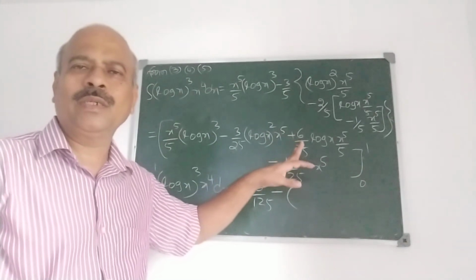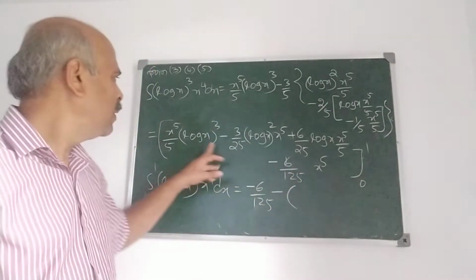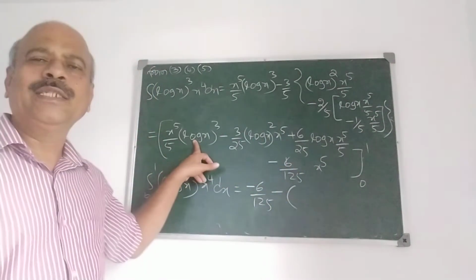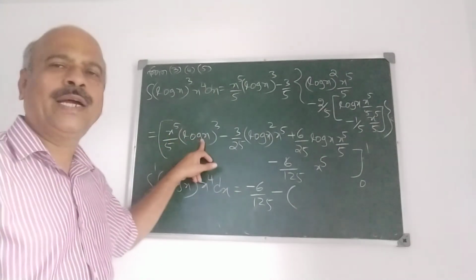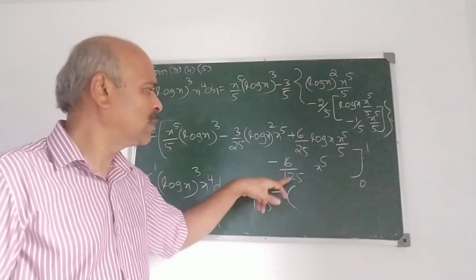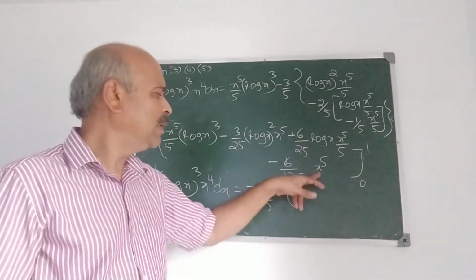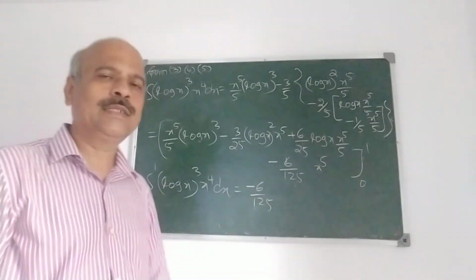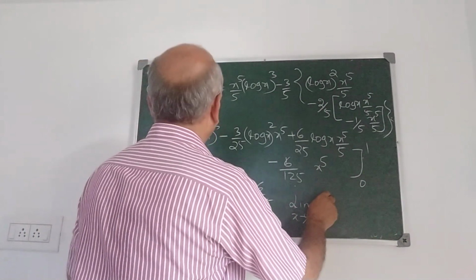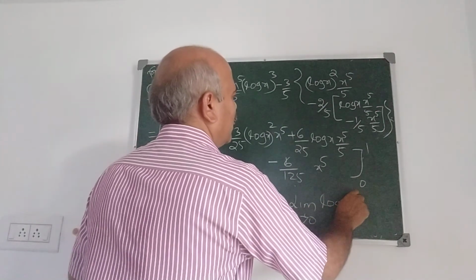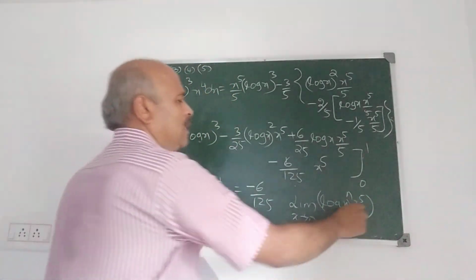I am running out of time. Okay, I will conclude here. Taking 0, it is an indeterminate form. X tends to 0, log x into x raised to 5 is 0. Therefore you will get minus 6 by 125. This is the answer, because the limit as x tends to 0 of log x raised to any number into x raised to 5 is 0.